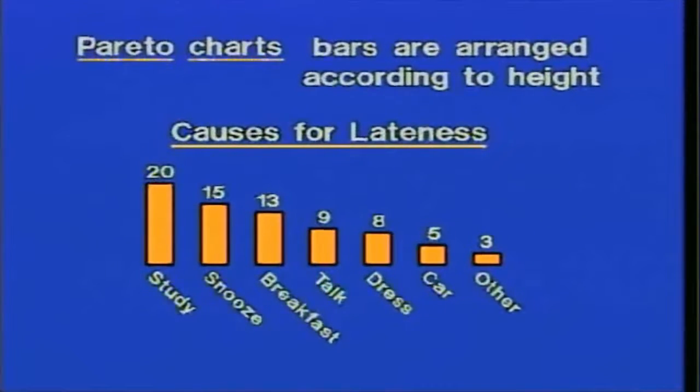And we can very quickly then identify that studying was the greatest cause of lateness to school, and that the least number of lateness occurrences occurred from car trouble. Now the other means that there were some 3 insignificant items that were lumped into one, but the ones that are identifiable, the car trouble occurred least often.